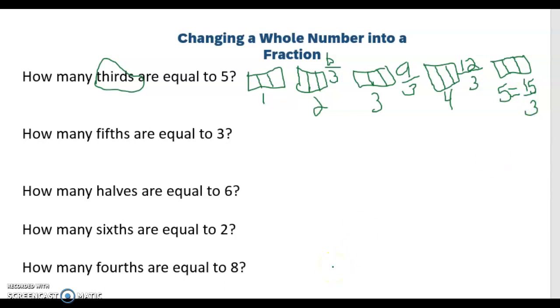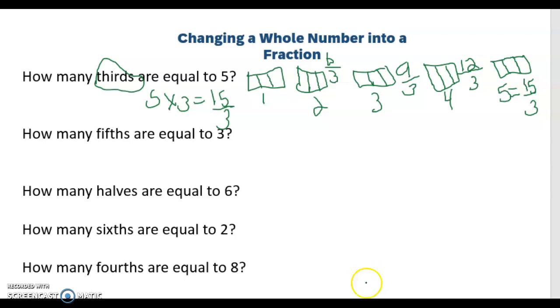Whew, that was a lot of drawing, and I always say that drawing is not efficient. So how else can we do it? We're working with groups of 3, so all we had to do was think, if I have 5 groups of 3, it's going to give me 15. And then I put my denominator, thirds, underneath it.